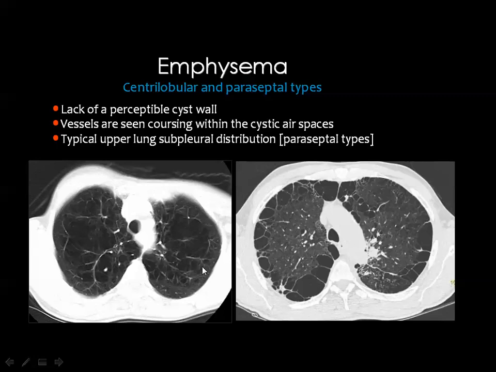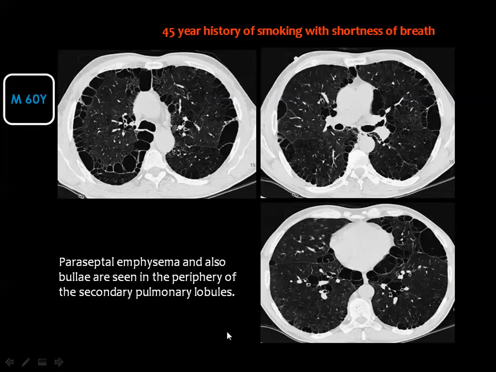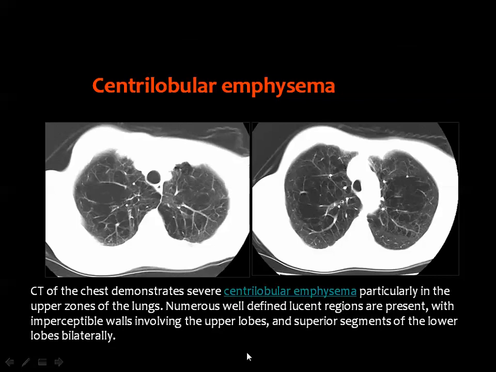The centrilobular type, we see the emphysematous bullae with the same criteria scattered within the central part of the lung. In the mixed type or the pan-acinar type, you can see the paraseptal emphysematous bullae, and you can also see emphysematous bullae within the lung parenchyma. And this is the centrilobular type of emphysema.